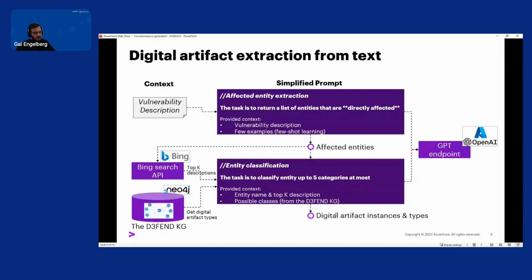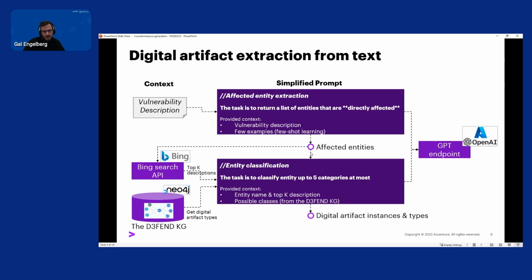Okay, so after we overviewed the approach at a high level, I would like to deep dive into each step. The first step is the digital artifact extraction from text. We take a vulnerability description and run two main tasks. The first task is to extract the affected entities, which we do by analyzing the vulnerability description.